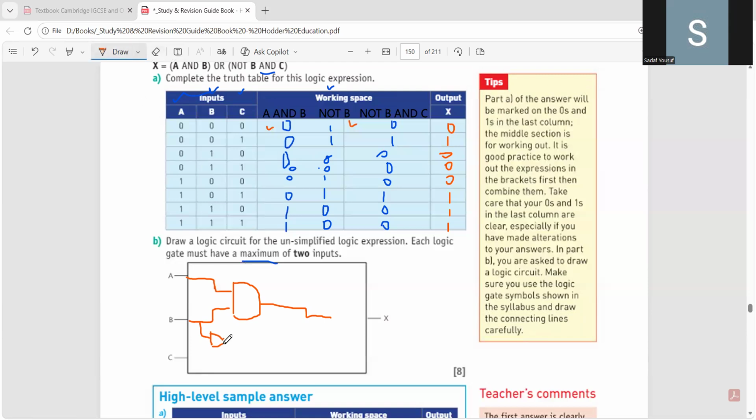The NOT gate will be drawn in this manner, a small circle, and then you're going to draw another symbol from here, then AND C, so there will be an AND gate coming from connecting the B NOT, and lastly we have the OR gate. And then you'll be connecting it to the last value, that is X.